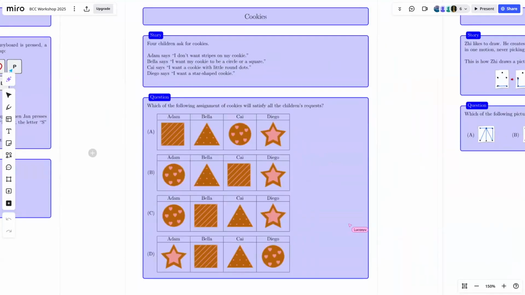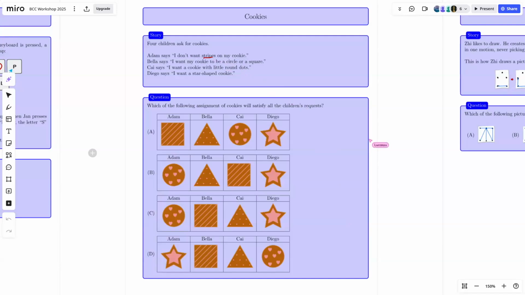Cookies. Four children ask for cookies. Adam says, I don't want any stripes. Bella says, I want my cookie to be a circle or square. Kai says, I want a cookie with round dots, and Diego says, I want a star shaped. And then it's asking which assignment will fit all the children's requests.